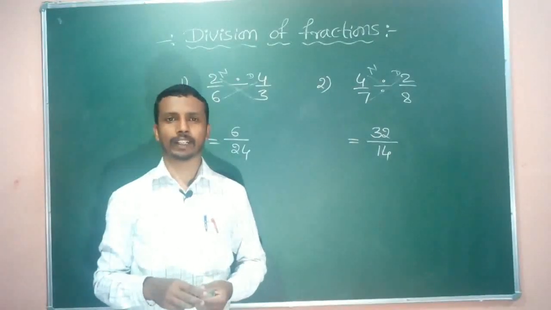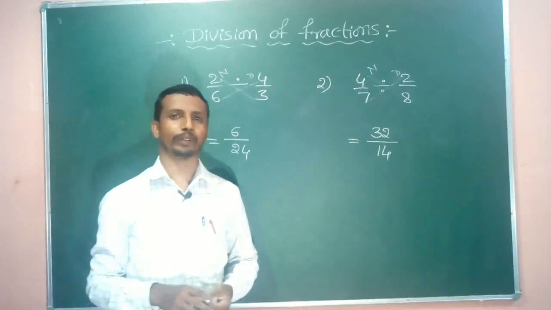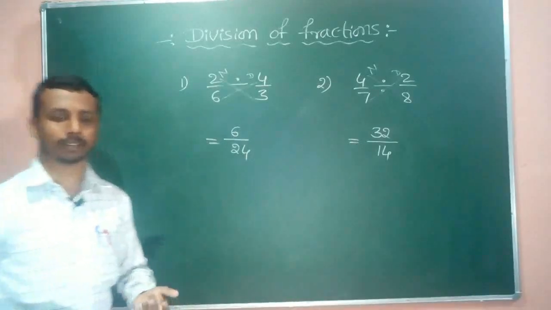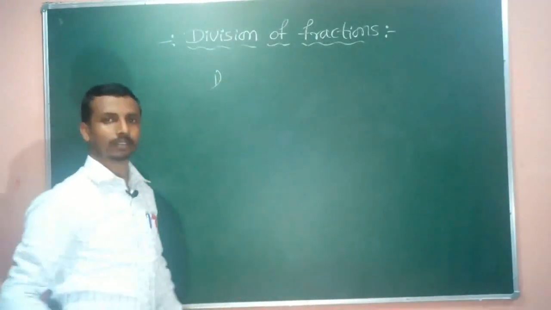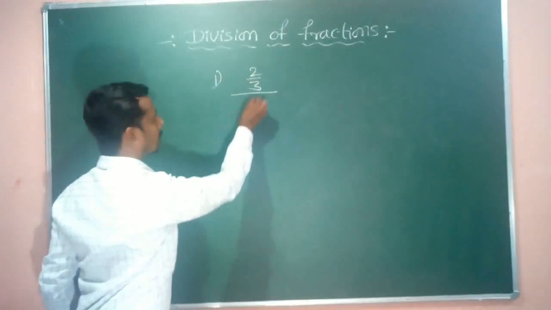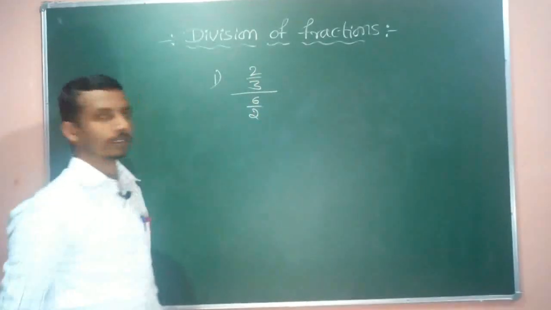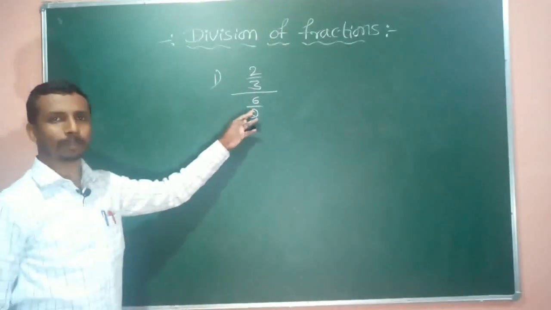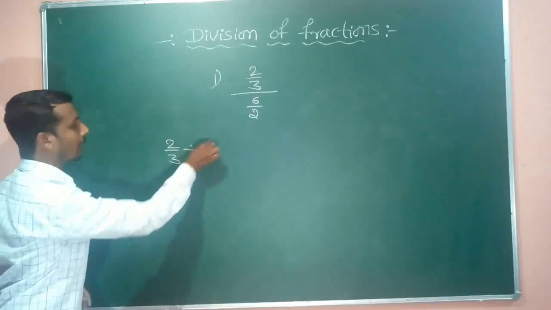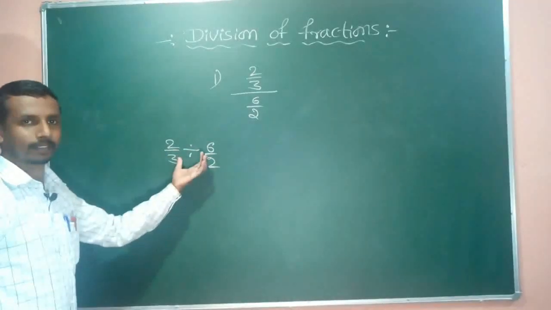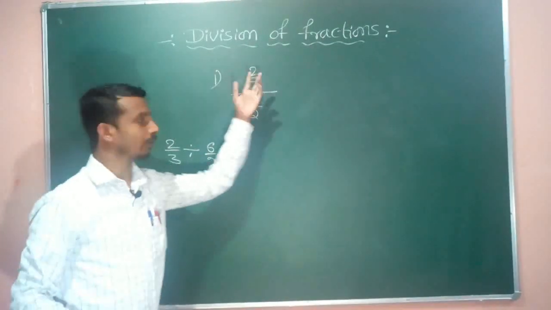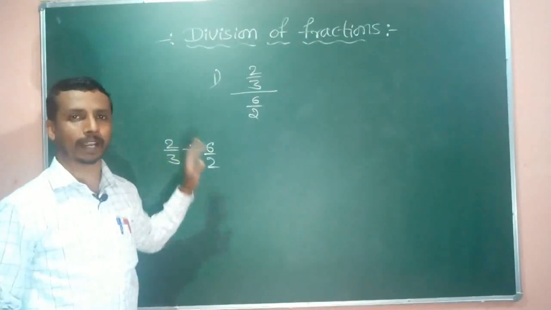Okay, now is it clear? Okay, very good. Now consider another two examples. First one, 2 by 3 dividing by 6 by 2. It is also division of a fraction. Sometimes they give it like this or sometimes like this. Both are division of fractions.